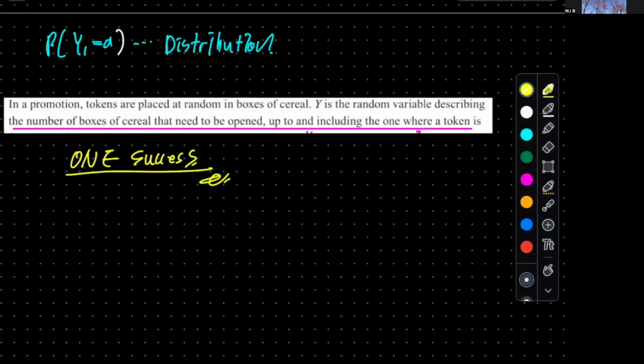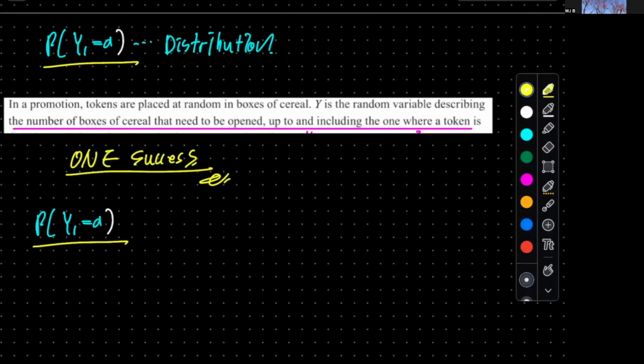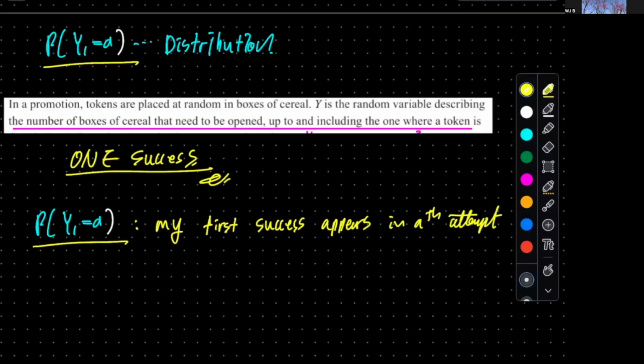Out of how many trials? If I say the probability of Y equals A, what it says is the following. My first success appears in the Ath attempt is what it means in the context. And it's not easy to tell, because it doesn't feed you that. It says, I want to find one token that is successful after trying Y many.